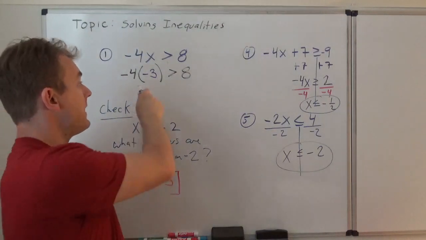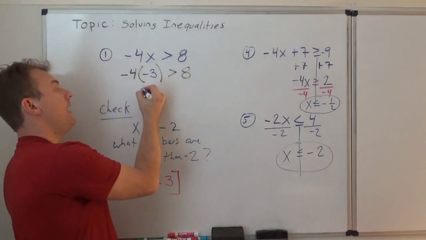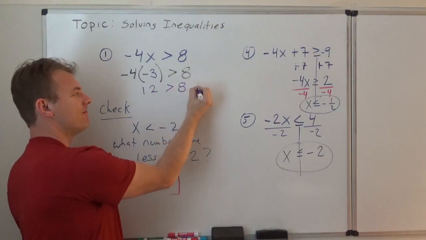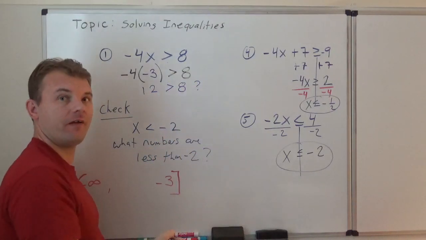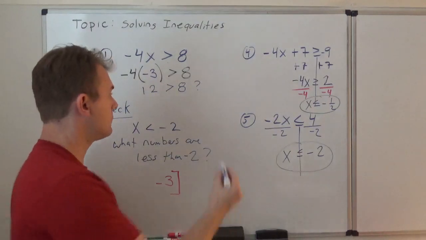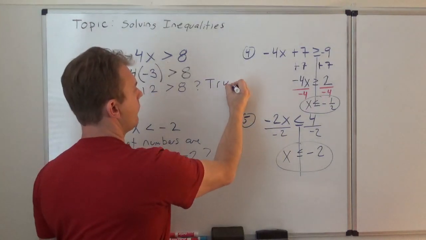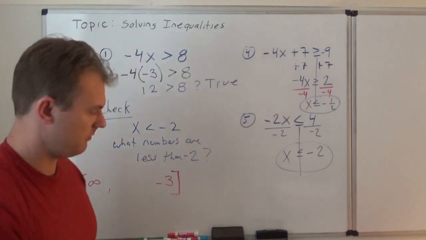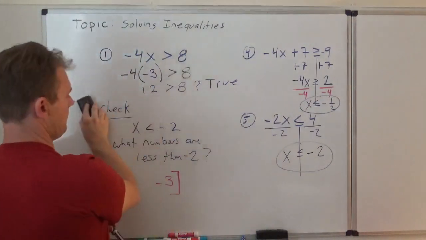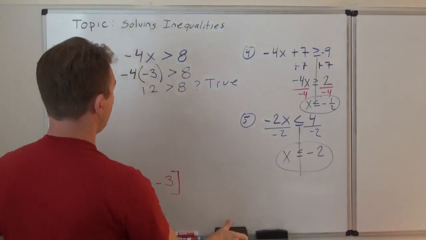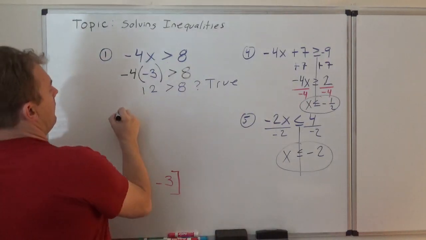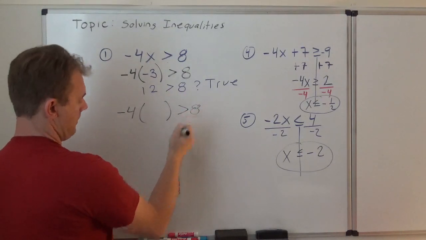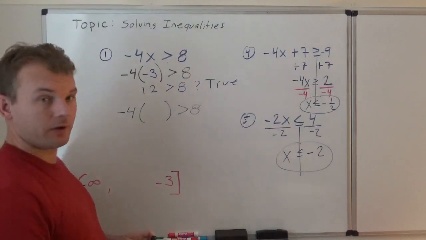What's a negative times a negative? Positive, right? Is 12 greater than 8? Wow. So yes, true. Are you joking with me? So -4 is greater than 8.